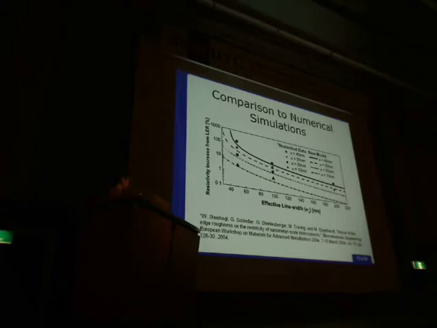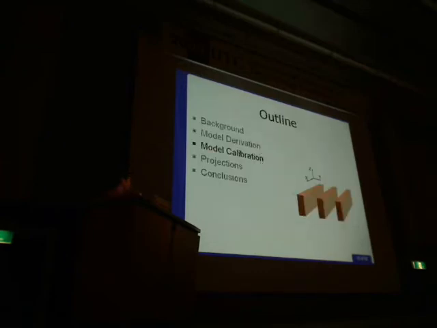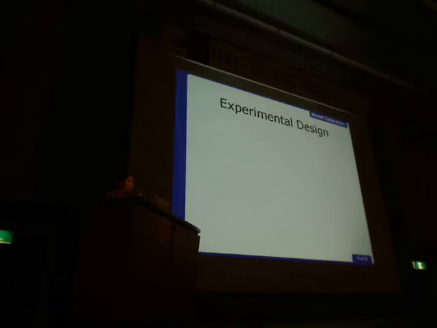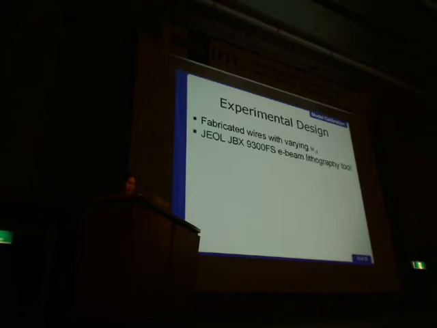If we talk about the numerical data that was actually published and compare it to the model, you can see it fits reasonably well, but we still want to calibrate this model to some real data. So that's what we did, and I'll talk about that now. Talking about the model calibration, our experimental design was kind of simple. We just fabricated wires with varying effective line widths, and we used a JEOL JBX e-beam lithography tool. It's one of the two in the academic regime in the US, and we used a 2-point probe configuration. We had a contact resistance of roughly less than 5 ohms.